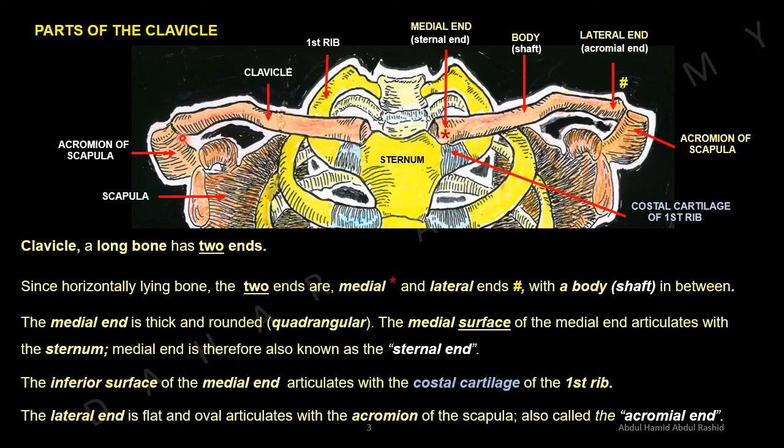The lateral end of the clavicle is flat and articulates with the acromial process of the scapula. Because of that, lateral end of the clavicle is also known as acromial end.